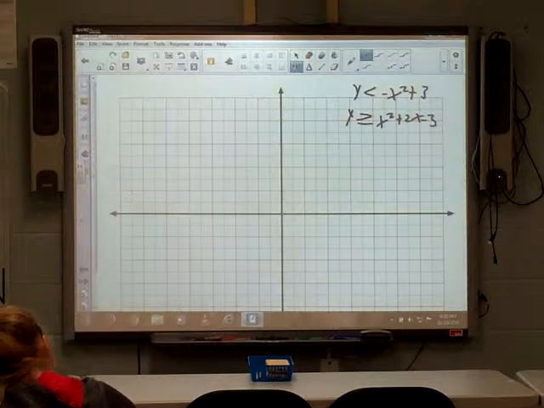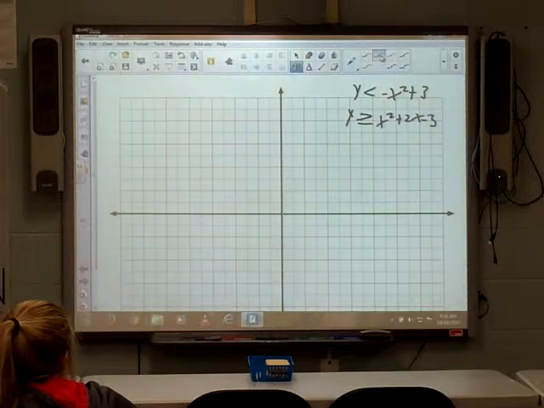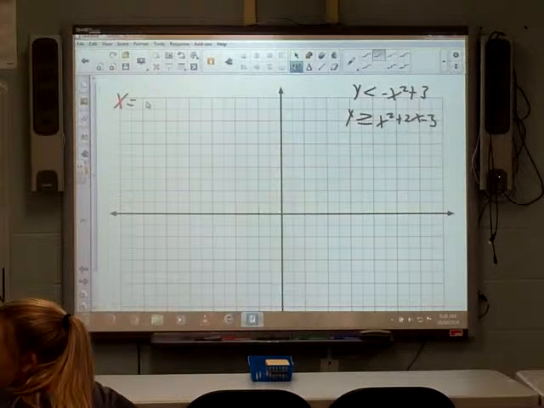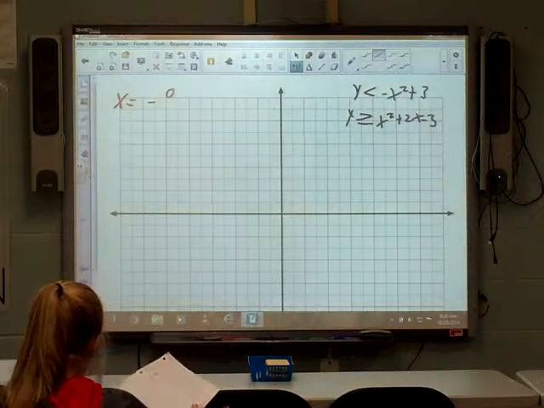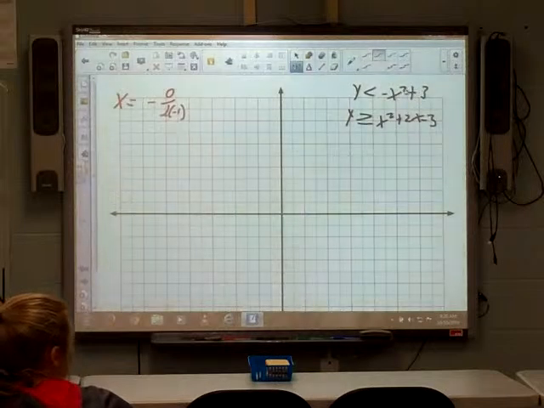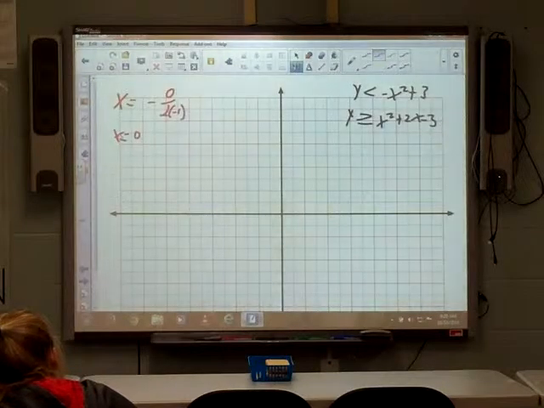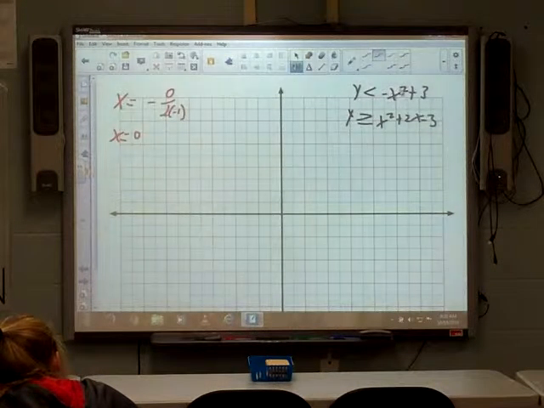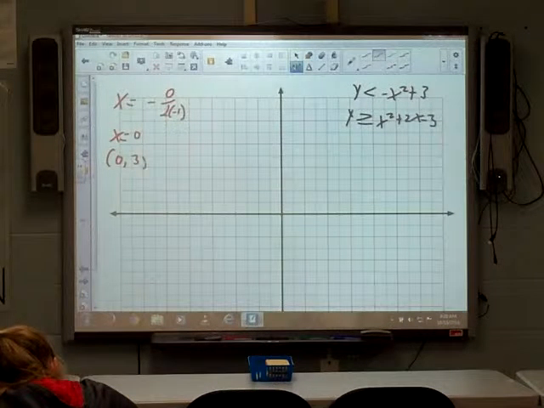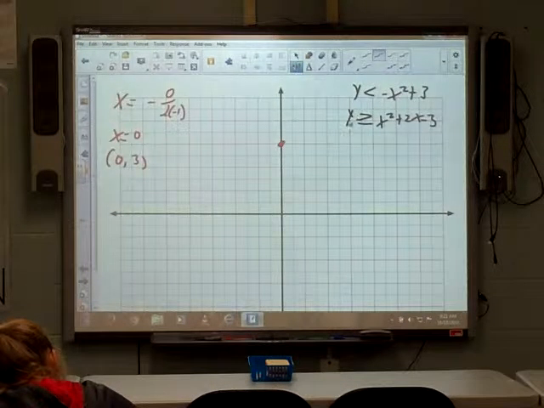Alright, so that first one, let's make it red. On that first one, x equals negative b over 2a. Notice that first one doesn't have a b, right? So that's easy. 0 divided by anything is 0, so x is 0. Plug that back in here: 0 squared is 0 plus 3 is 3, so it's going to have a vertex at (0, 3). Now look at its a. Is it going to open up or down?